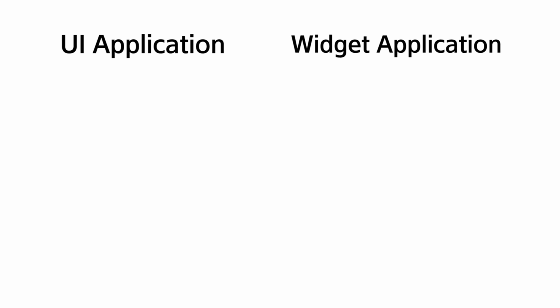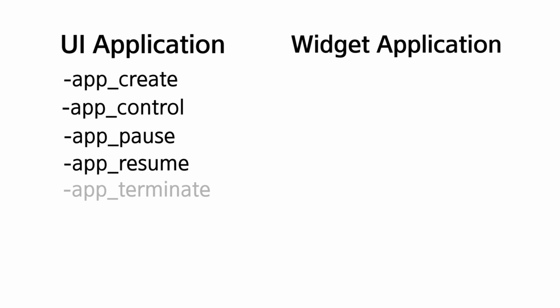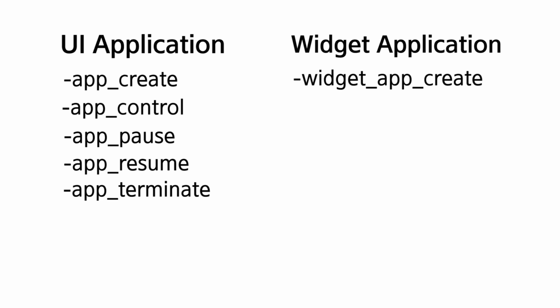One of the crucial differences between the UI application and widget application is their life cycle. As you have learned from the previous episode, UI applications have 5 life cycle callbacks: the app create, app control, app pause, app resume, and app terminate. On the other hand, widget applications have only 2 life cycle callbacks: the widget app create and the widget app terminate. Hence, the widget's life cycle is simpler.